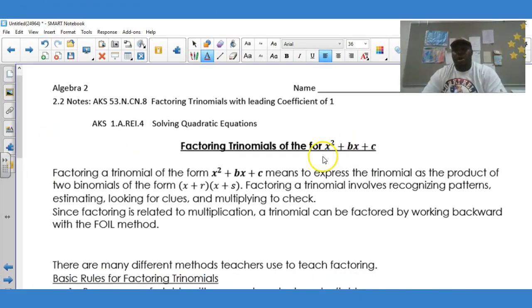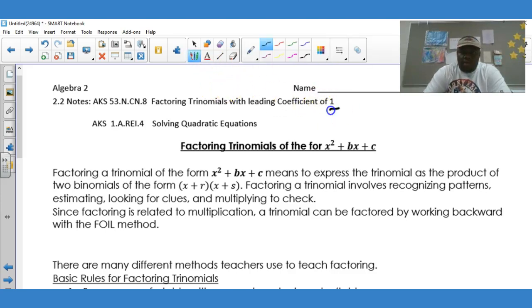These are trinomials. A trinomial has 3 terms, of course. Let me first point that out. You got 1, 2, 3 terms. Now we're looking specifically at when the leading coefficient is 1. See how this is written as x squared plus bx plus c, where the leading coefficient right here is 1.